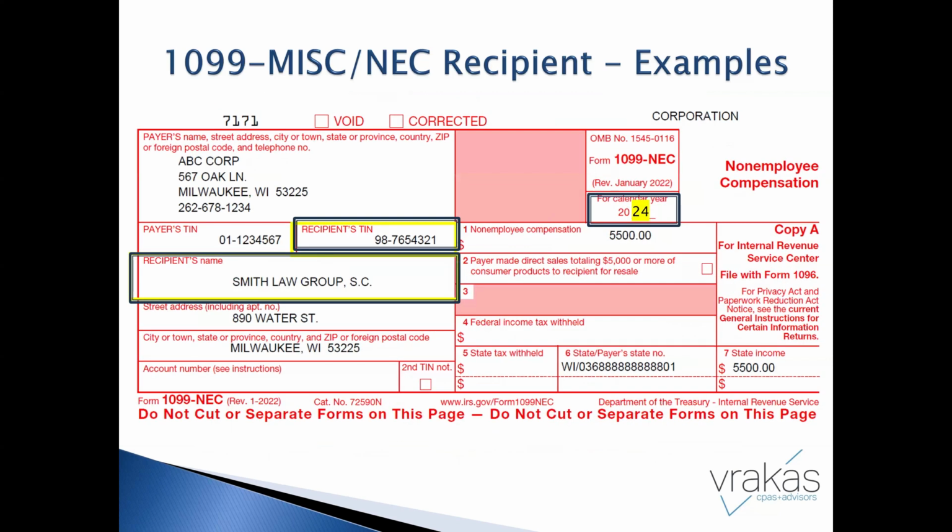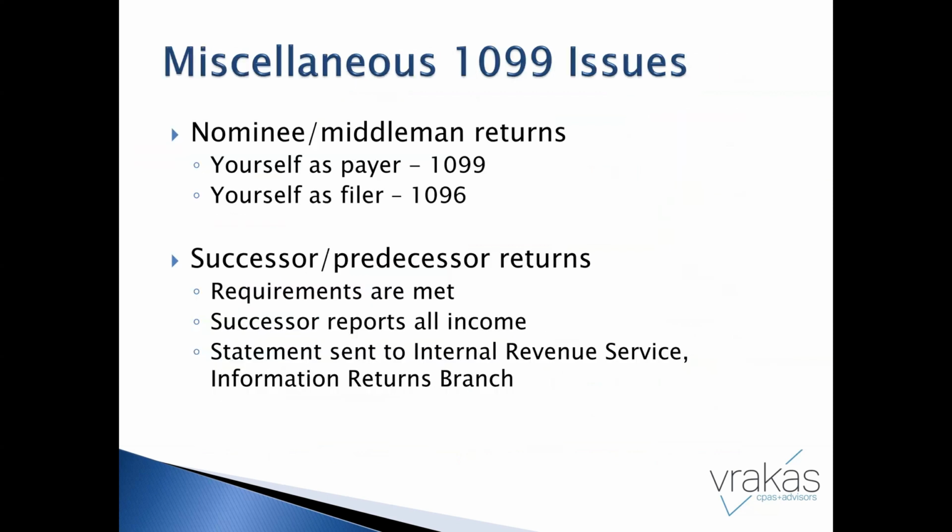Here is an example of a corporation that gets a 1099. Of course, we used a law firm as our example because they all get 1099s no matter what. And there are sometimes where you have to think about how you want to issue these 1099s, and it could be based on the situation.